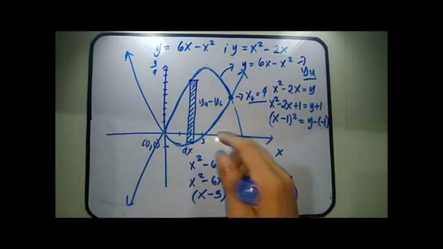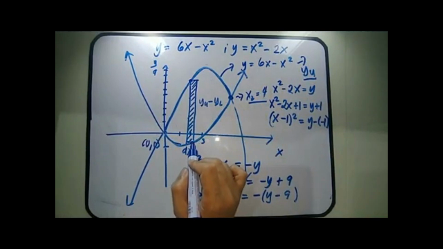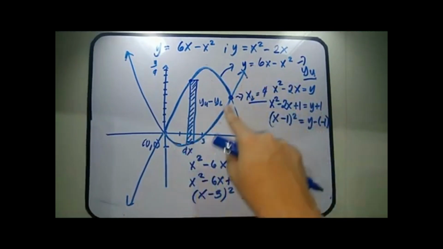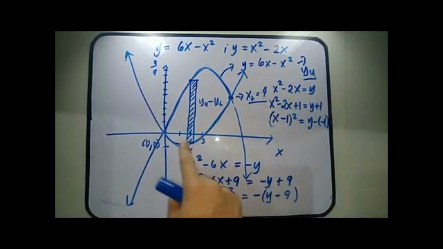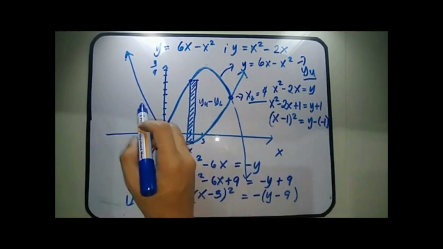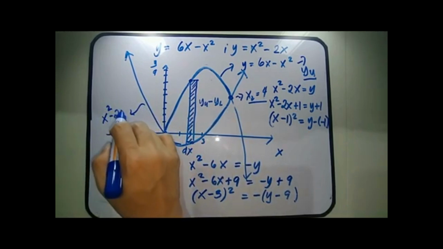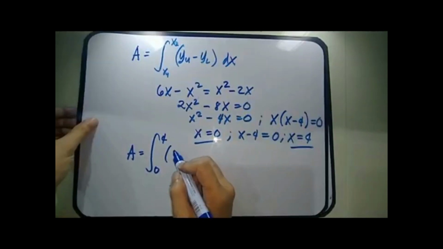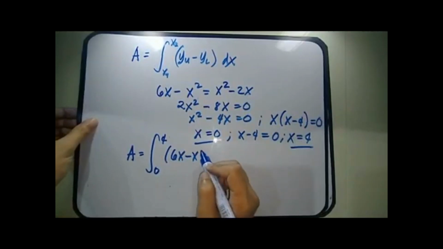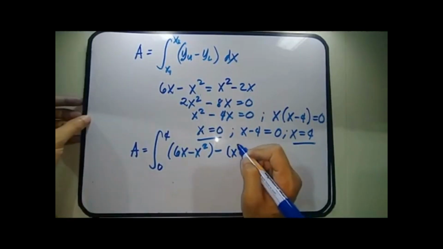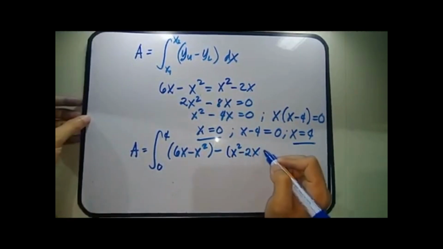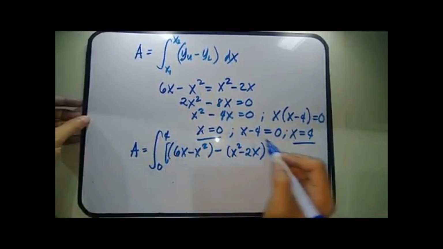You have this equation. And the lower y, of course, the other parabola. The equation y is equal to x squared minus 2x. So the projected upward parabola. So y upper, that is 6x minus x squared minus lower y. So that is x squared minus 2x. So this is differential of x.